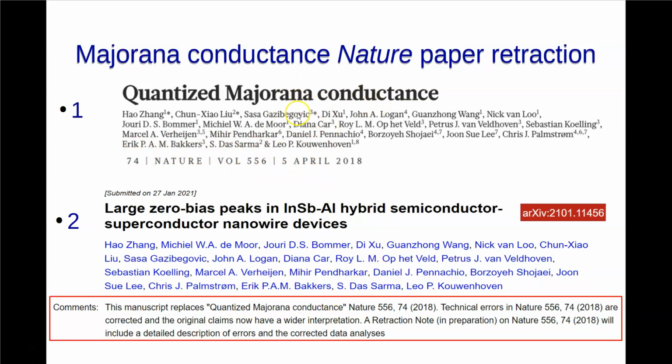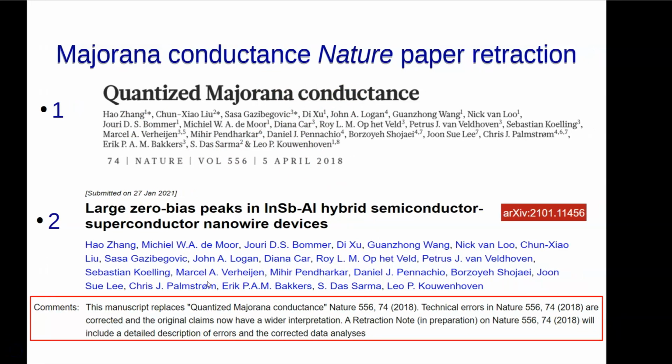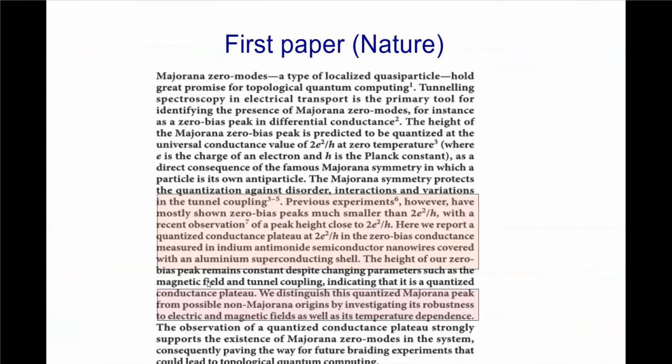So let's take a look at the abstract of this paper. This is the abstract of the Nature paper, and it tells us about Majorana zero modes. As I mentioned in the introduction, I'm not going to go over what these Majorana zero modes are. I might record a video later, but it says a type of localized quasi-particle holds great promise for topological quantum computing, and that's why everybody is interested in this, and why Microsoft itself is involved in there too. And tunneling spectroscopy in electric transport is a primary tool for identifying the presence of Majorana zero modes.